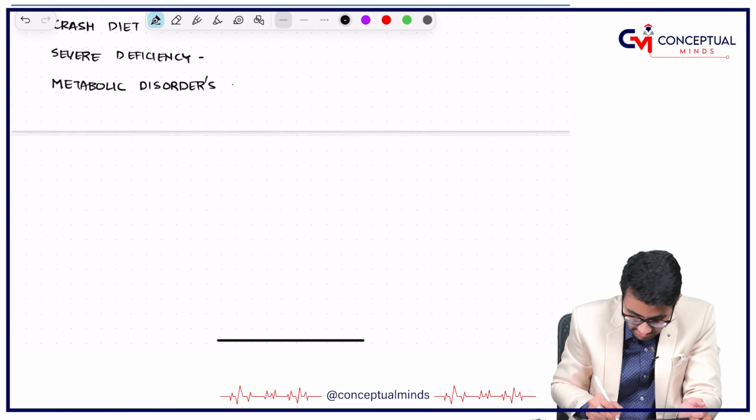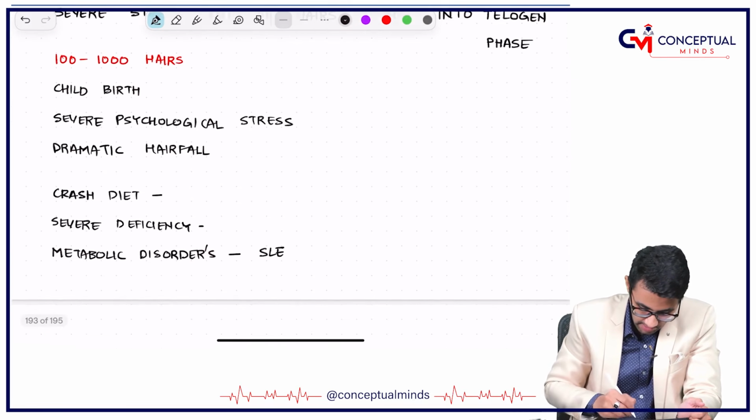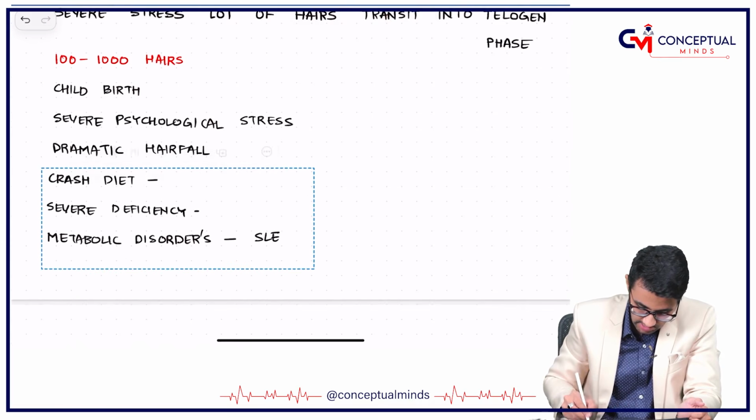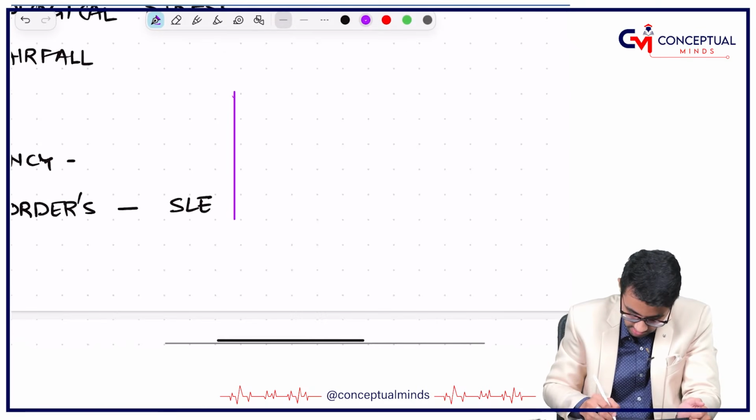Yes, we could have this condition like SLE. Okay, all right, so just a few examples about this. So these ones are the chronic ones. These are the chronic ones.